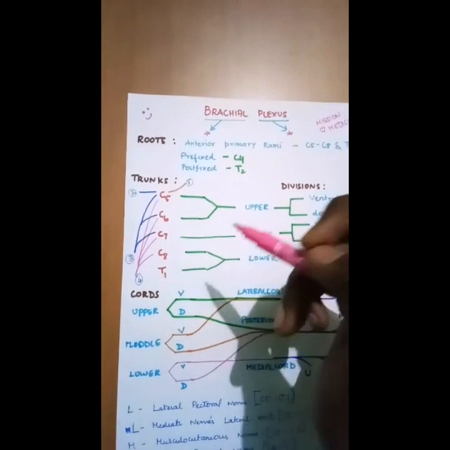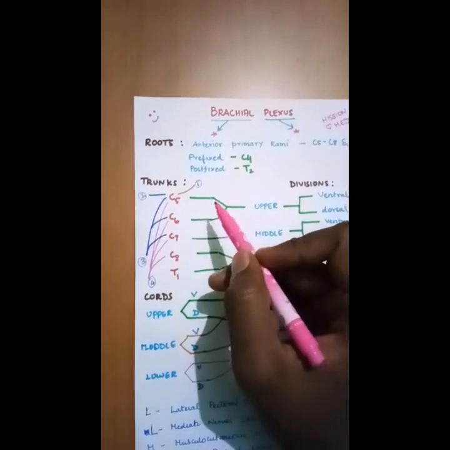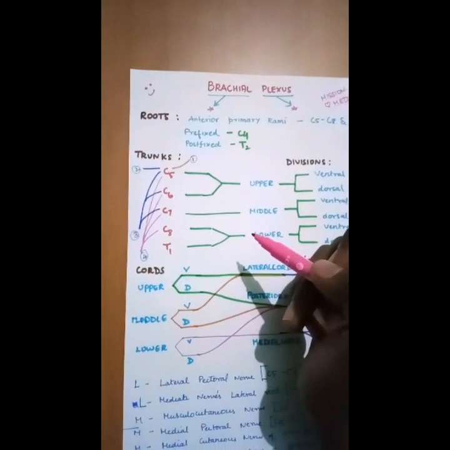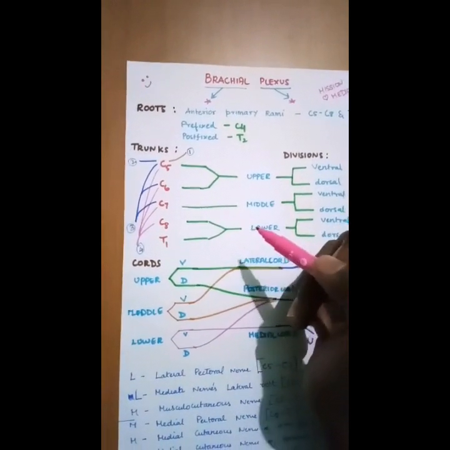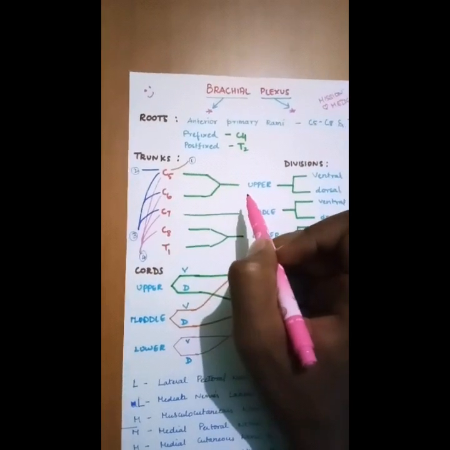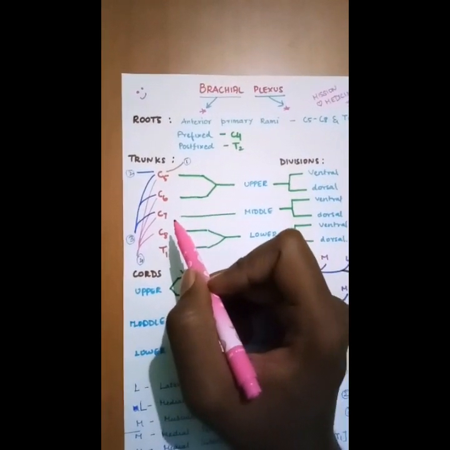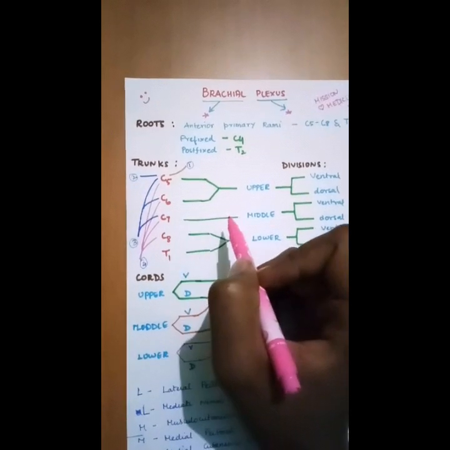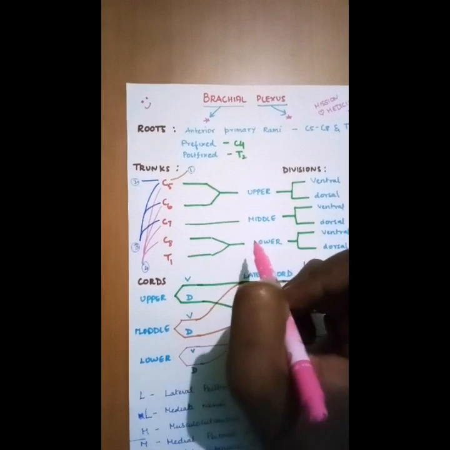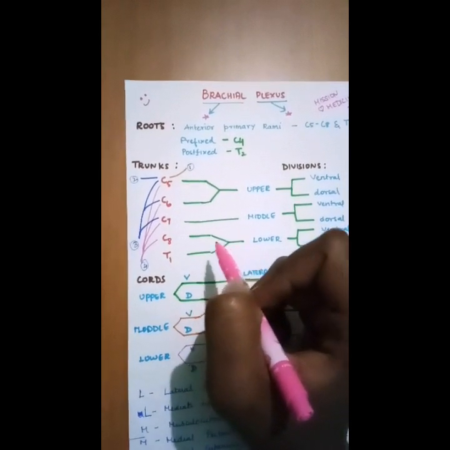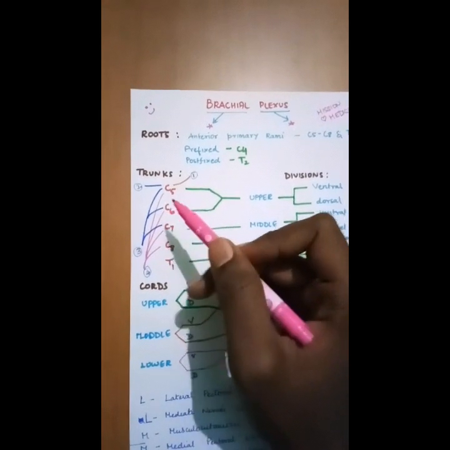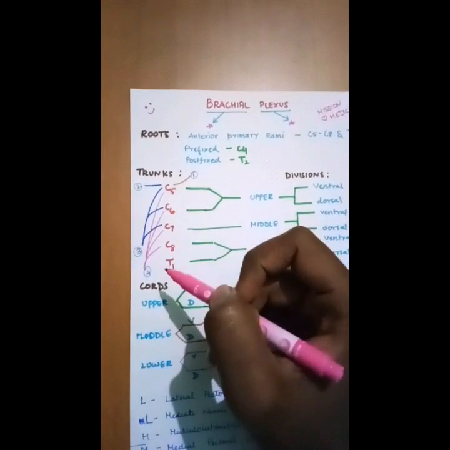So then the trunks. When some of the roots join together, they form something called trunks. Let's see what they are in the brachial plexus. C5 and C6 together form the upper trunk, and C7 alone forms the middle trunk, and C8 and T1 together form the lower trunk. And these are the branches from the roots themselves, which we'll discuss a little later.